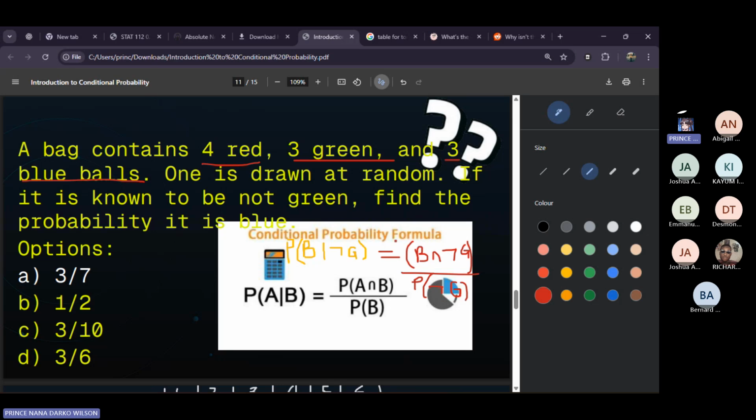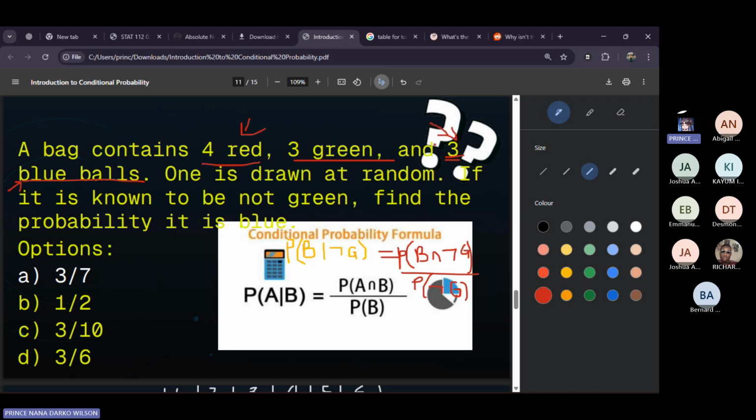So let's plug in the numbers that are needed for this. First off, let's figure out what the probability of being blue and not green is. The number of balls that are blue is 3. If we are finding the probability that a ball is blue and not green, that would be the number of blue balls, right? Because we want something that is blue and at the same time not green. Remember, over here in the bag, the balls that are not green include the red balls and also the blue balls.